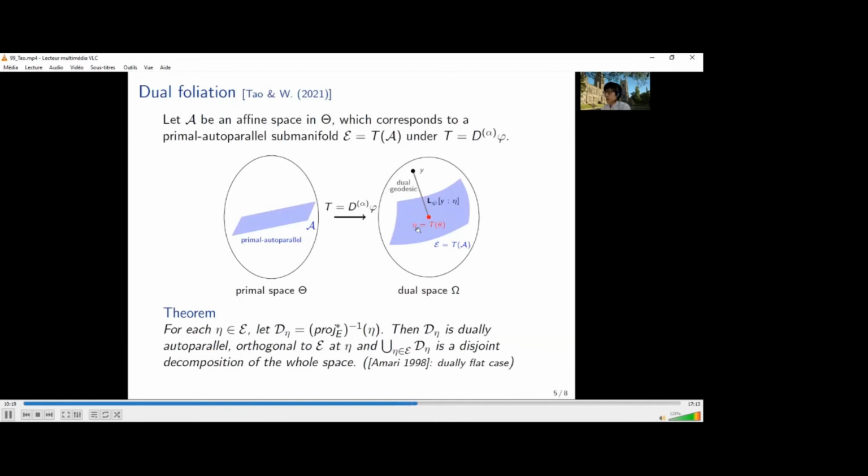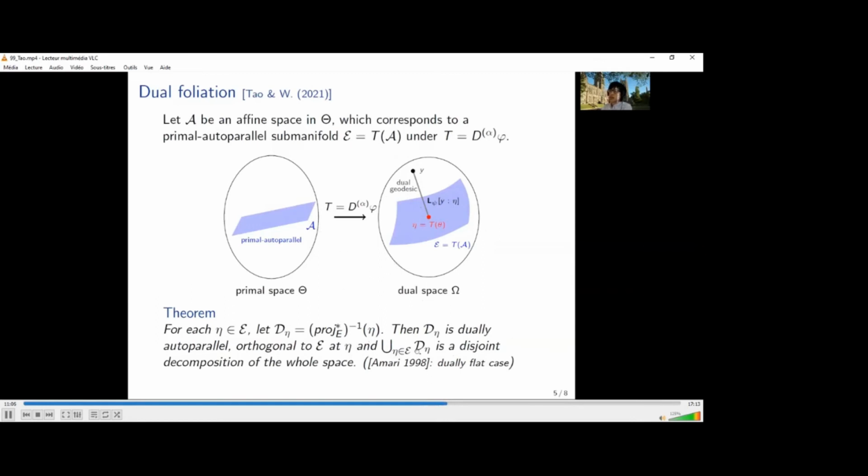And for different points eta, the corresponding dual complements D of eta are disjoint. So this gives us a disjoint union of the space as the union of these complements D of eta, where eta ranges over my original set E here, or equivalently the A here. So this result is what we call a dual foliation, because it gives us a disjoint union of the manifold, and they are all orthogonal to the same base manifold A. And this result generalizes a result by Amari, which gives a dual foliation for the Dirichlet case, or equivalently the case of the Bregman divergence.